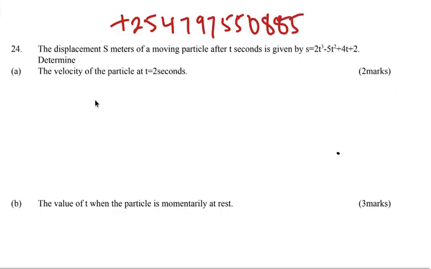So the displacement s meters of a moving particle after t seconds is given by s equal to 2t cubed minus 5t squared plus 4t plus 2. So determine question A, the velocity of the particle at t equal to 2 seconds. And question B, the value of t when the particle is momentarily at rest. Kuna question C na D chini. So ukipewa maswali kama haya huwa ni rahisi.